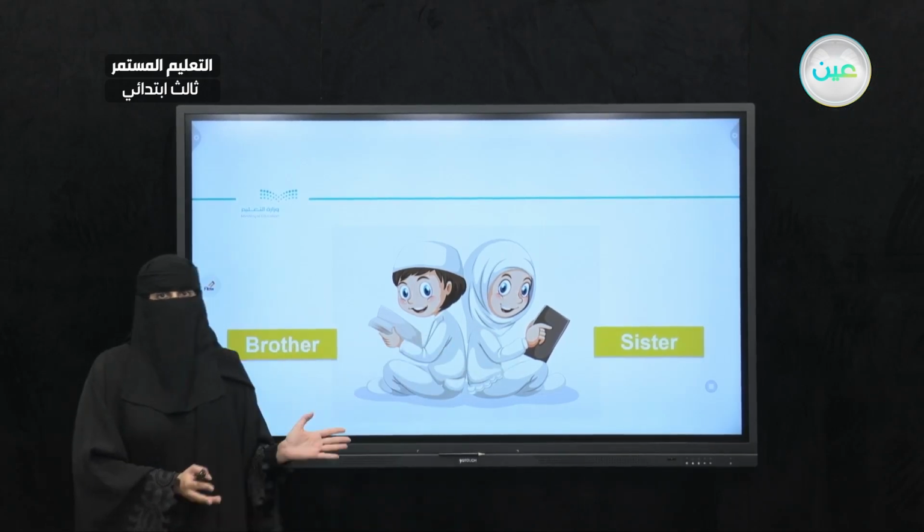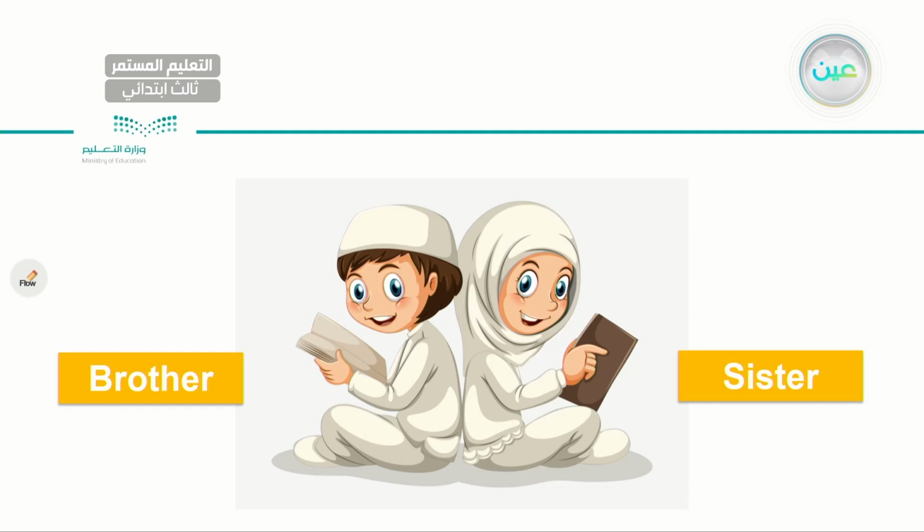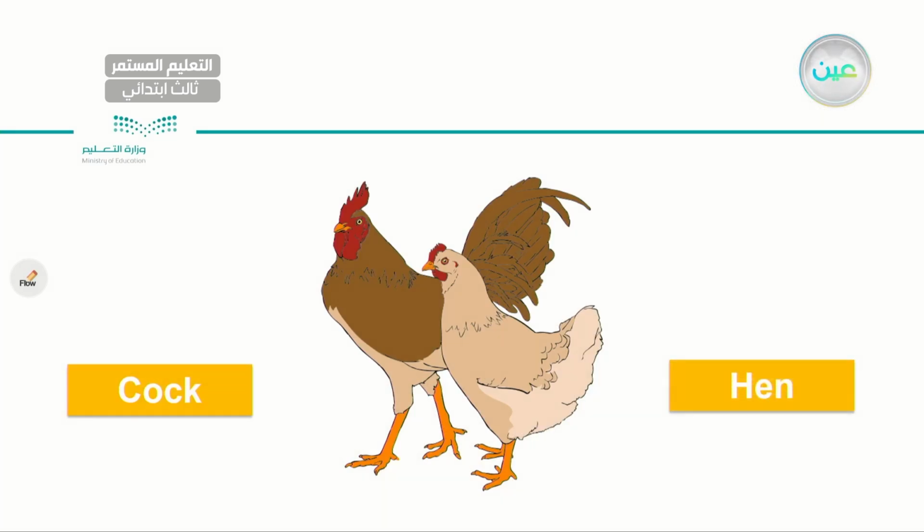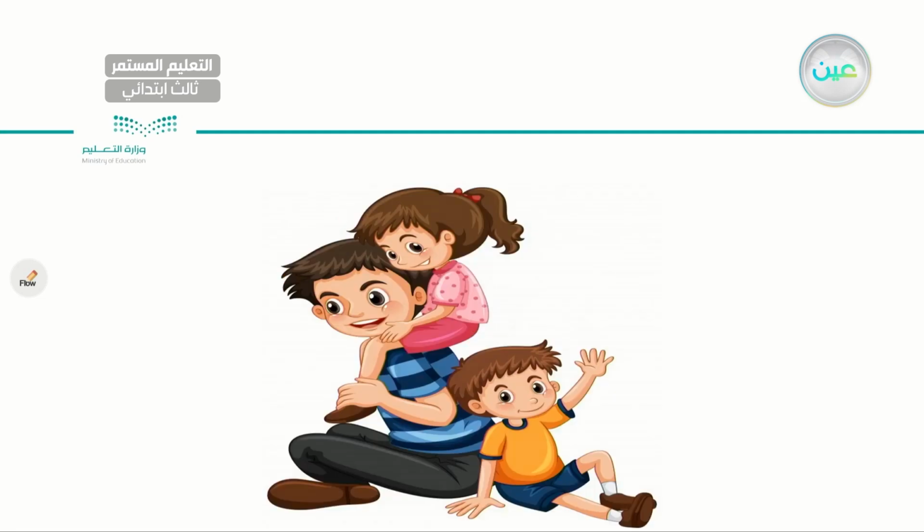If we are talking about the family member, brother, sister. Very good, brother, sister. Now let's talk about some animal kinds. As you can see, here I have a cock and a hen. So you're not chicken now. I have a cock and I have a hen. Okay? Now here, what do you think?